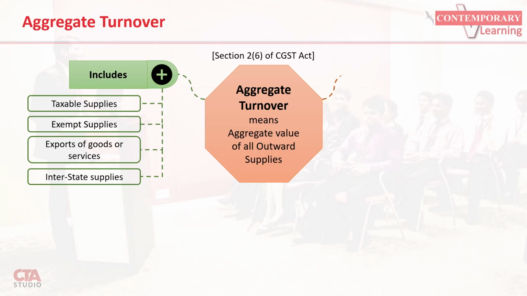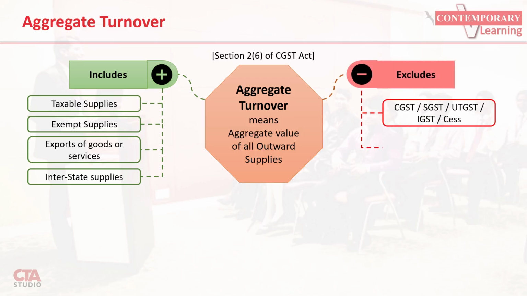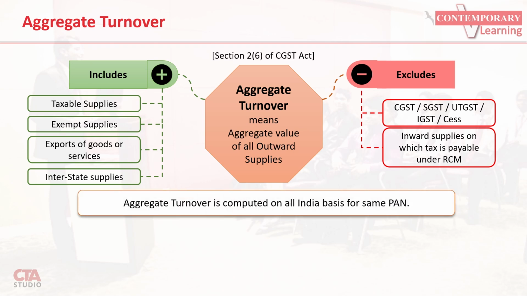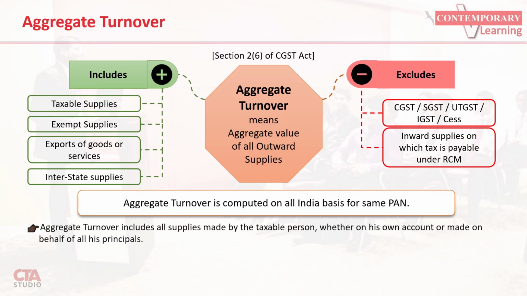The exclusions are important too. The definition specifically excludes certain items to avoid double counting or inappropriate inclusions. A crucial point to remember is that aggregate turnover is computed on an all India basis for the same PAN. This means if you have businesses in multiple states under the same PAN, you will add up the turnover from all states to determine if you've crossed the threshold.